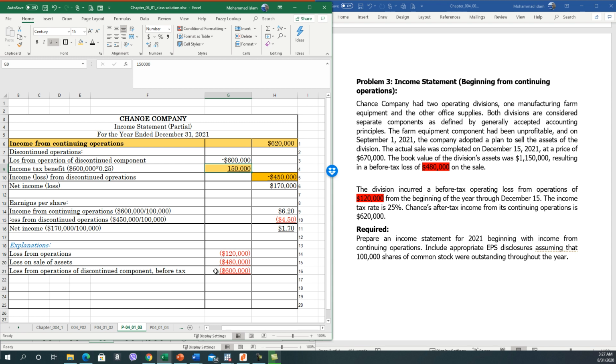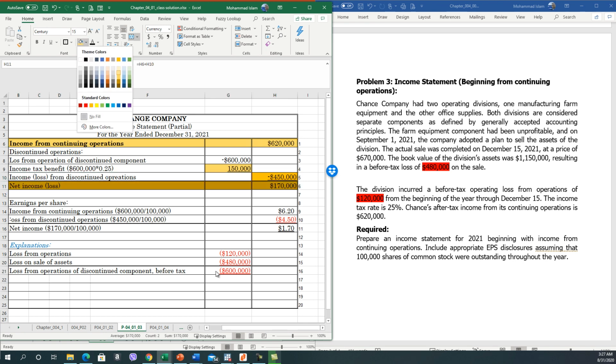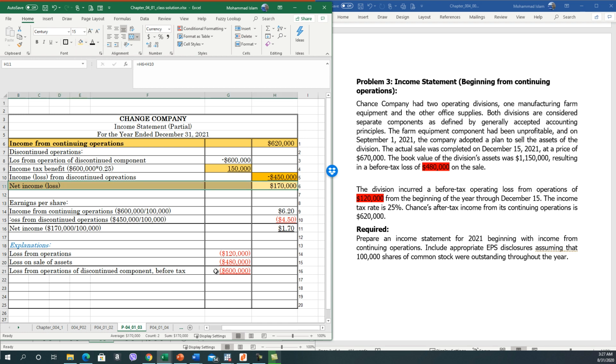So the difference between this one and this one is 450,000 negative, because the negative is 600,000 and the positive is 150,000. We have subtracted this 450,000 from 620,000, so we have the net income of 170,000. This is after continuing operation.